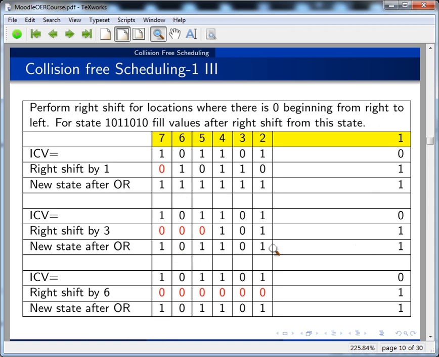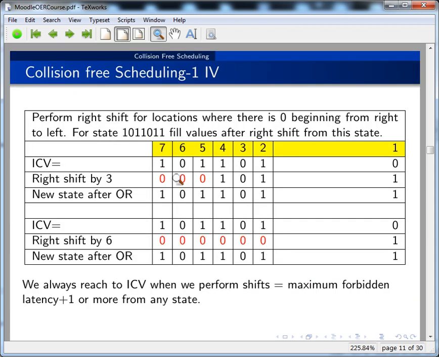Now in the new state which we have arrived, we once again see that there are no zeros in this, but there are zeros at locations 3 and 6, and these two new states arrive. Because these two new states are the same, we once again perform a right shift for locations 3 and 6 from these states. So here we write the new state 101101, but we always write the initial collision vector at the beginning.